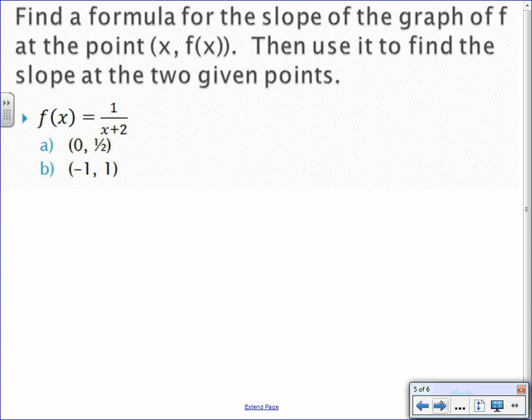Here's our next example. Okay, so it's asking us to find a formula for the slope of the graph, then use it to find the slope at two different points. So what does it mean, find a formula for the slope? We have to take the limit of the difference quotient.